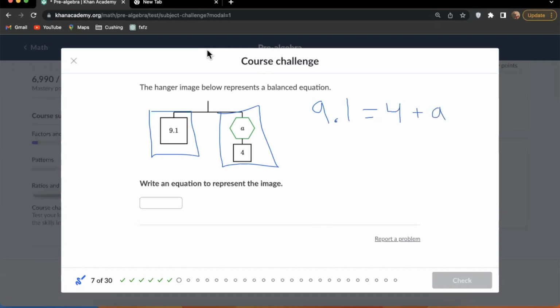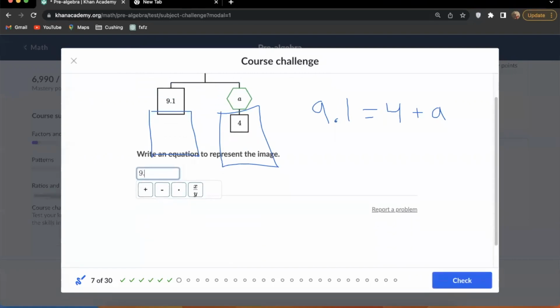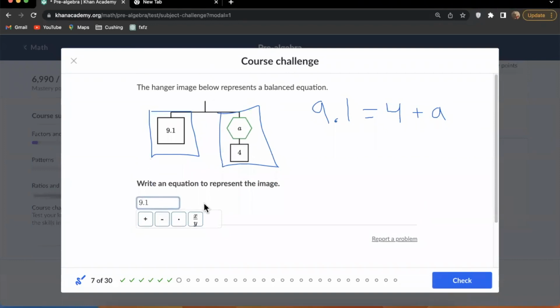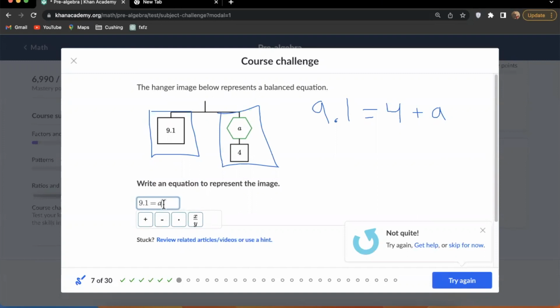So I think that's actually what the question is saying. Write an equation to represent the image. So 9.1 is balanced with, it is equal to a plus 4. You could have said 4 plus a or a plus 4.